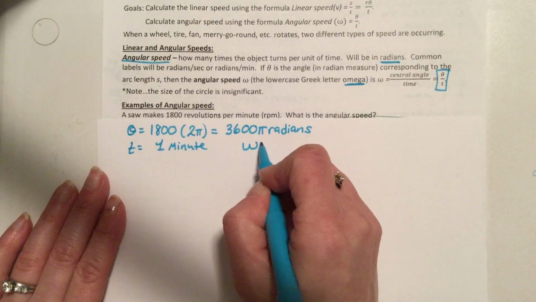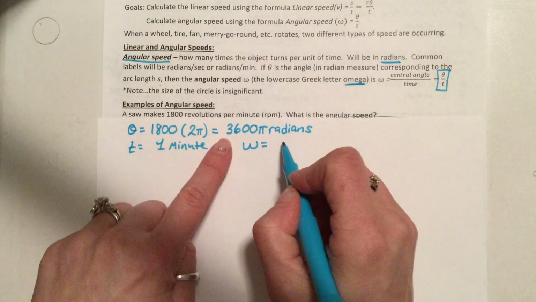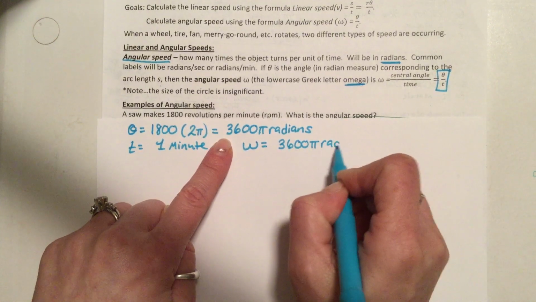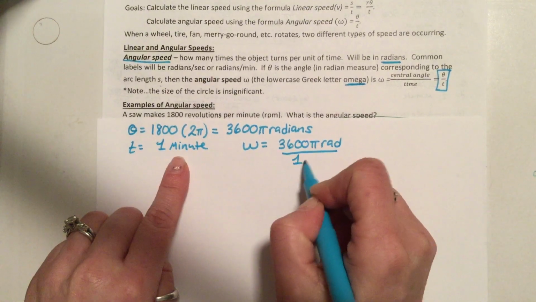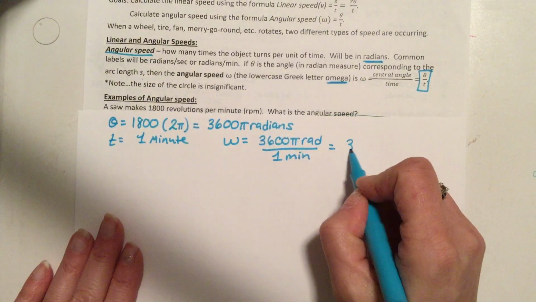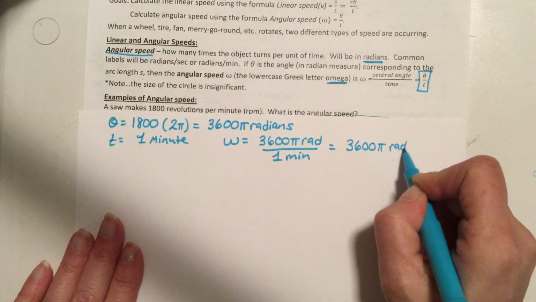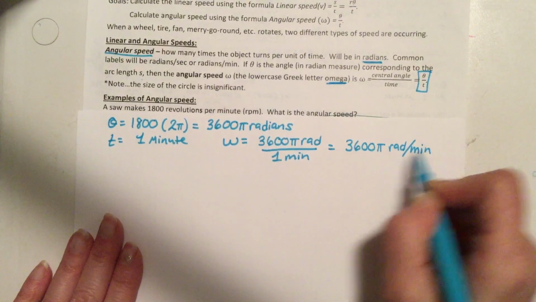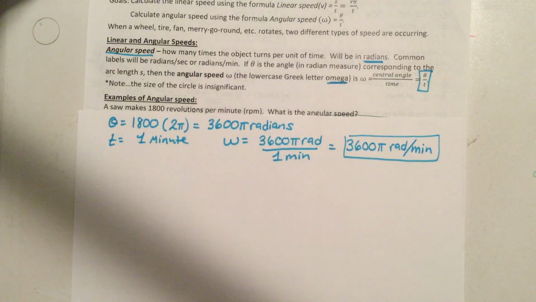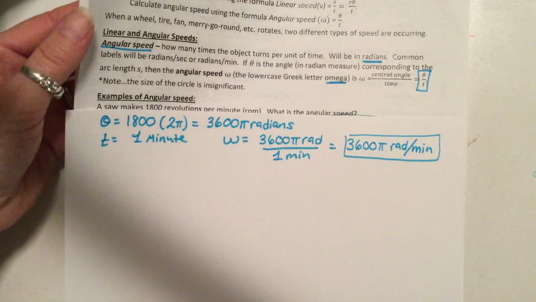So our angular speed, the speed at which it rotates, is theta over time. So 3,600 pi radians per 1 minute. You could leave it like that, or you could simply say 3,600 pi radians per minute, since it's a 1 on the bottom. And that, my friends, is angular speed. See why it was so fun? I had to do 3 sets of notes, just because.